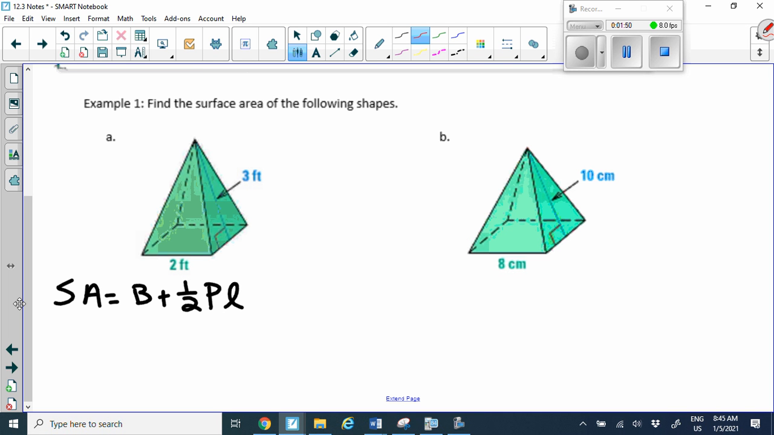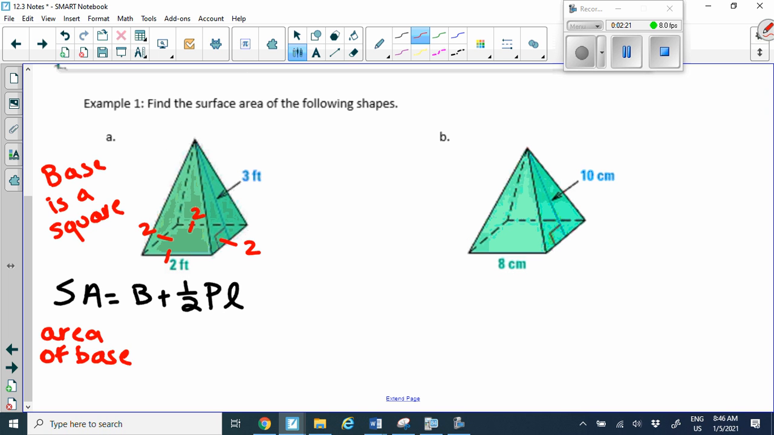Okay, so here, notice what our base is. Because we have regular pyramids, in this case, our base is going to be a square. Because with a square, all the sides are congruent, or they're basically the same. So if we know that one side is 2, that means all of the sides are 2 as well. Okay. So to figure out the area of the base, because it's a square, we're going to do our length times our width. So we're going to do 2 times 2, which gives us 4.